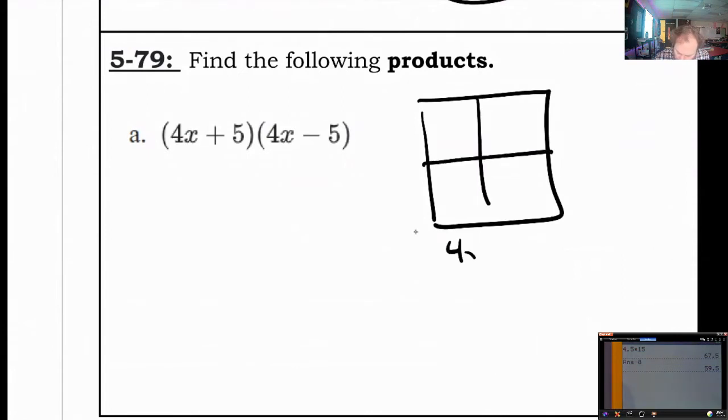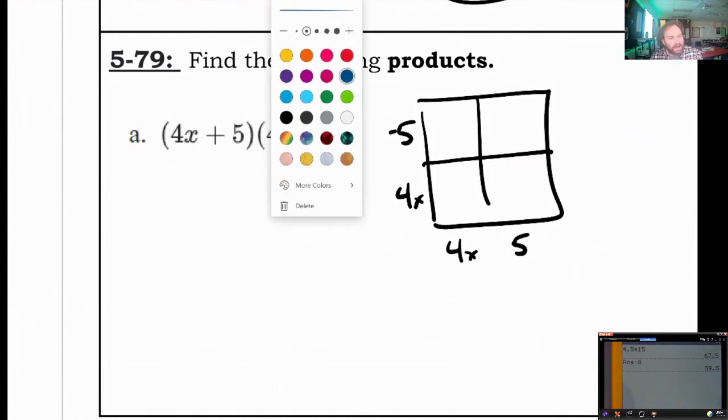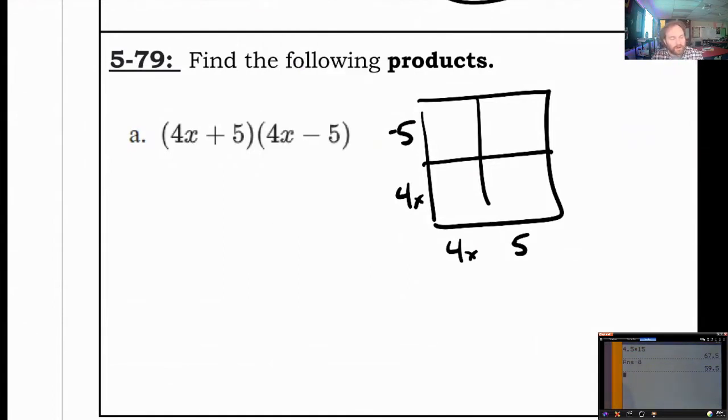You have 4x plus 5. You got 4x minus 5. You can play this game this way if you want to. This is just an organizer to help you remember to get all the possible combinations of both things. This is 16x squared. This is negative 20x up top. 4x times 5 is positive 20x, and then 5 times negative 5 is going to be negative 25.